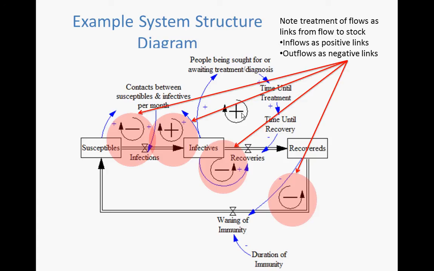Let's talk about some of these other loops. There's a similar loop here in this first one. Number of susceptibles. Who can walk through this first one here? Number of susceptibles and contacts between susceptibles and infectives. So can anyone narrate sort of what's going on? Why is this a balancing loop here? Why is that a balancing loop?